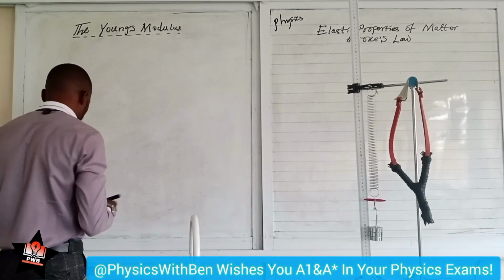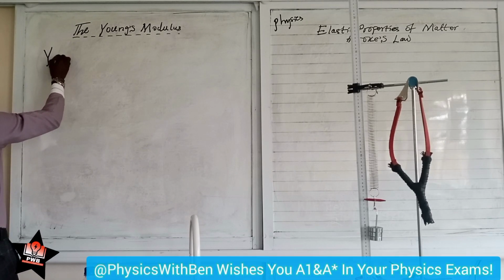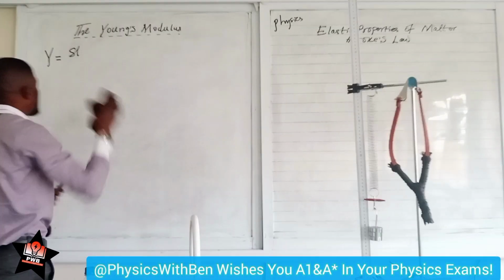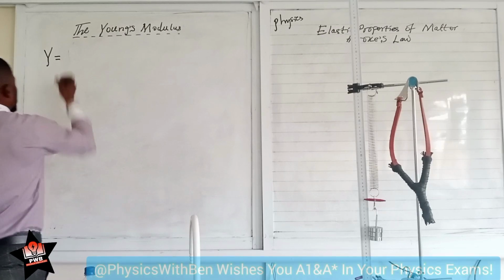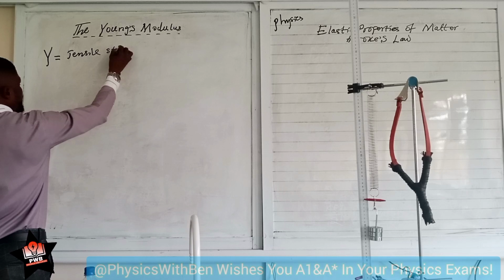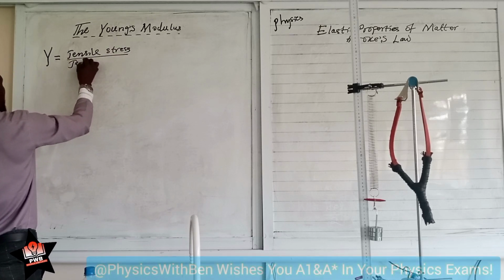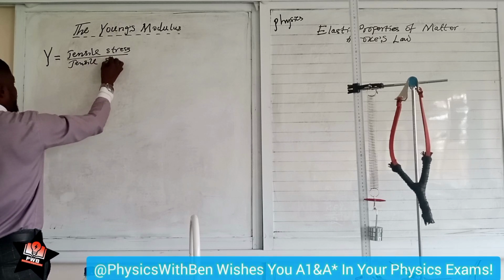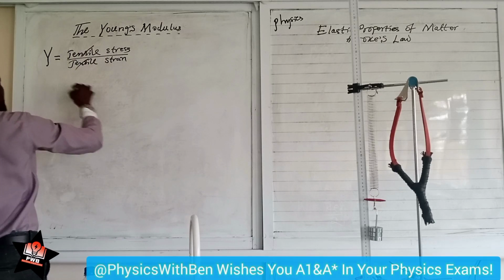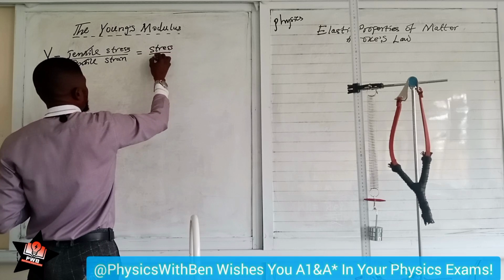The Young's modulus. The Young's modulus is defined as tensile stress all over tensile strain, whereas tensile cancels out tensile and you are left with stress all over strain.